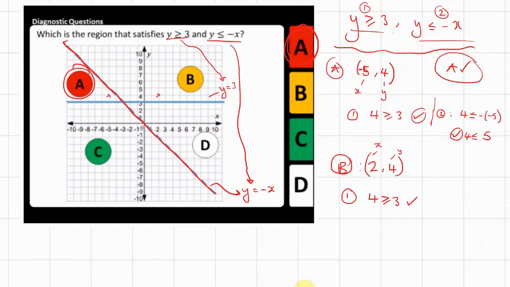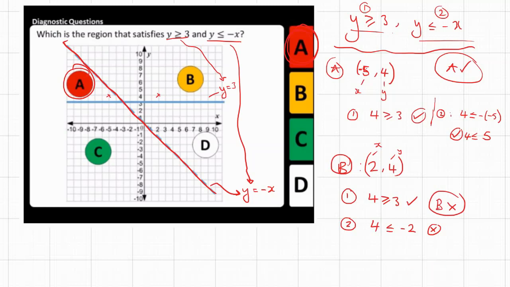Yeah, that works. But I'm going to check inequality 2. Remember, it has to satisfy both of them. So I'm asking the question, is 4 less than or equal to minus x? X is 2, so minus 2. No, that is not true. So B, nope, does not work. And that's what you would do. You would get something like that if you carried on and checked C and D.